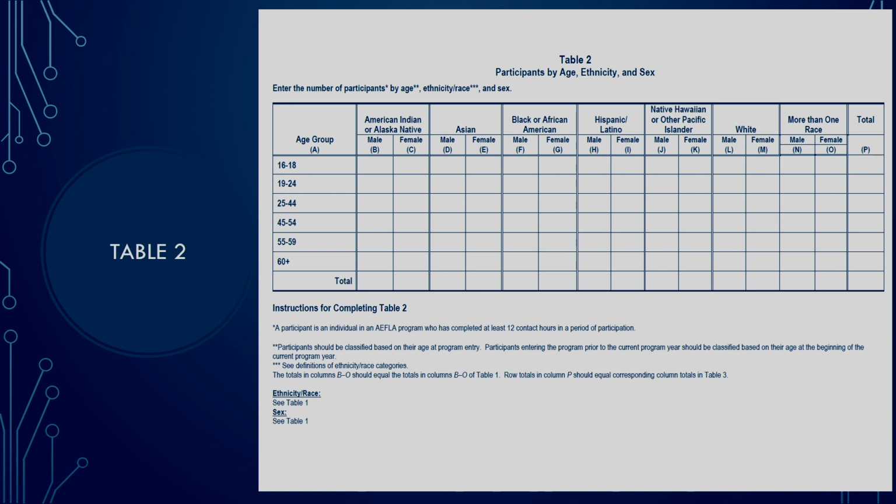Moving on to Table 2. Table 2 is participants by their age, ethnicity, and sex. So just like Table 1, the top, the ethnicity and the sex, is the same as Table 1. The participants by age is determined upon entry into the program. So we take their birthday, we figure out how old they are on the date that they were entered into the program, and that's the age group that they are put into.